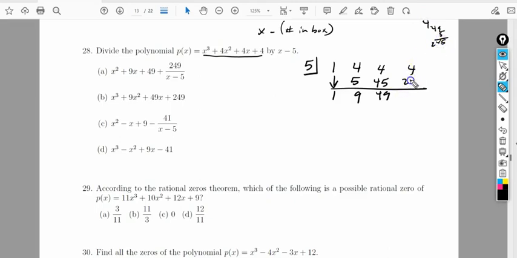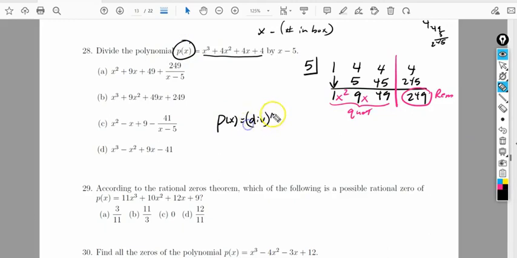That looks like 245. And then add these. Now I'm done with my synthetic division. This is my remainder. And these are the coefficients of the quotient. If I start at the line, that's my constant, that's my coefficient for x, that's my coefficient for x squared. That means I can write p of x as the divisor times the quotient plus the remainder.